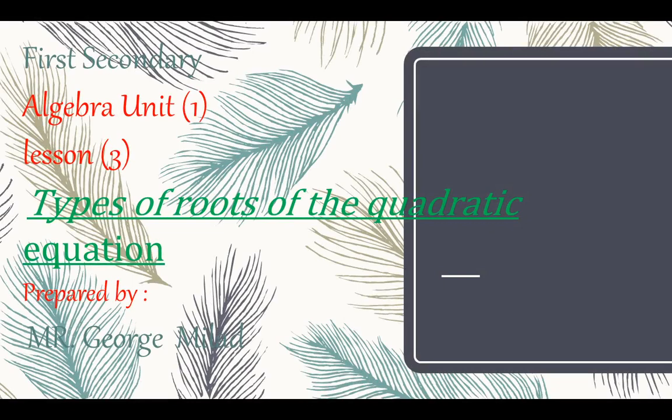First secondary algebra, unit 1, lesson 3, types of roots of quadratic equation, prepared by Mr. George Milad. Okay, let's go.